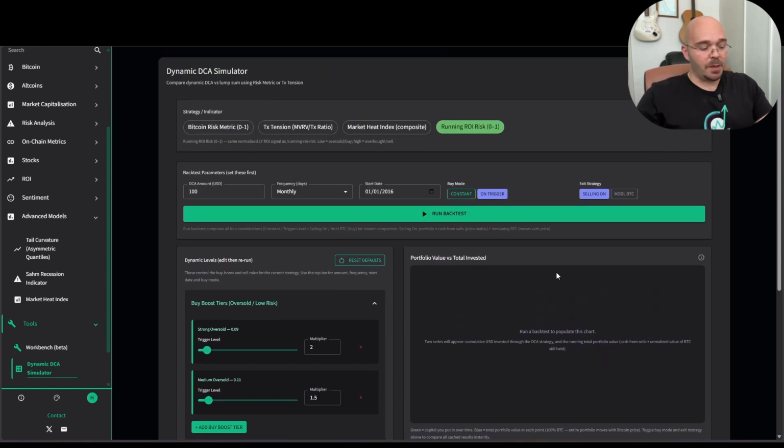This is not financial advice, by the way, anything here. So I'm not a financial advisor. Don't sue me if you bet the farm on anything. That's just you being stupid. Okay, that's not my fault. This is just an educational tool.